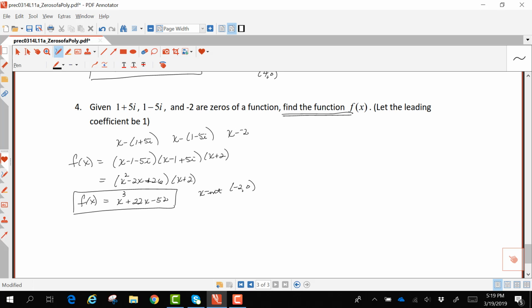I hope this is helpful in you understanding these higher degree polynomials. And this is the end of this recording.